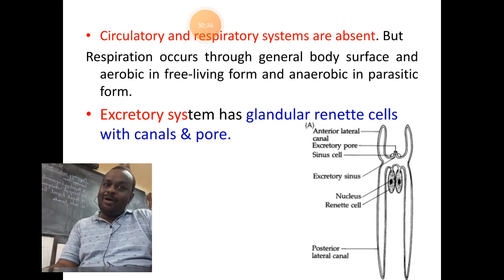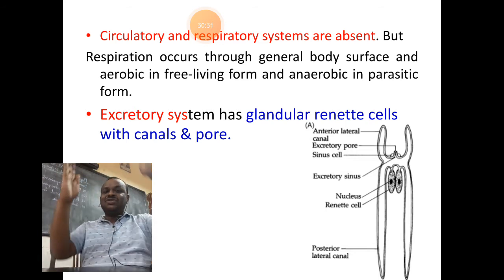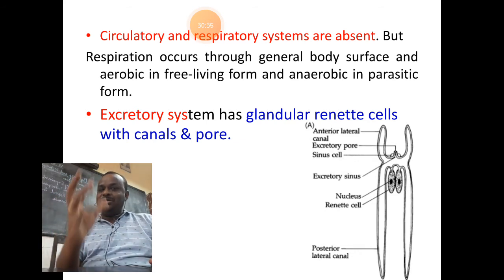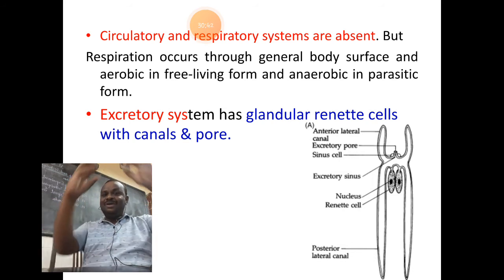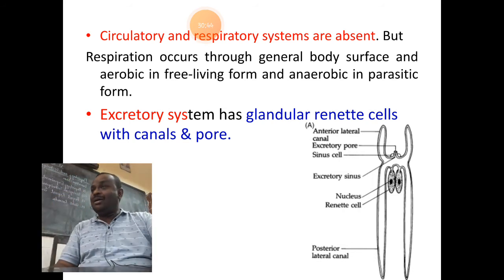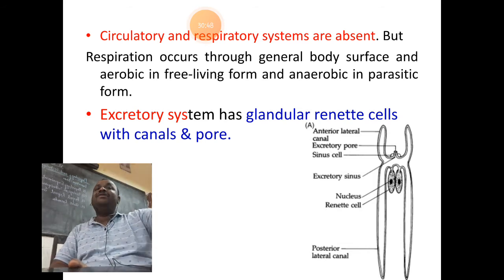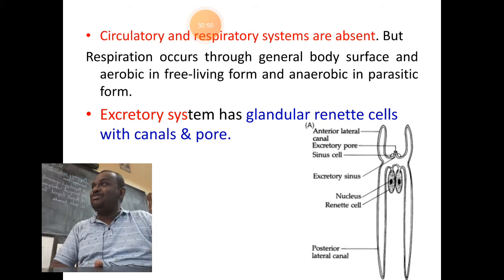Towards the right side of the slide, you have a representation of the renette cell. It will have an H-shaped canal showing the renette cell attached. The excretory system of nematodes shows the renette cells attached to the H-shaped canal of excretion. We call it the excretory canal, and this excretory canal will open outside through the excretory pore. So that's the importance of the excretory system in the organism.